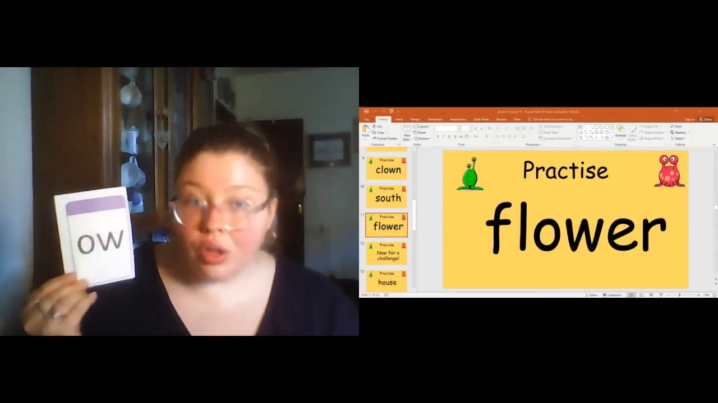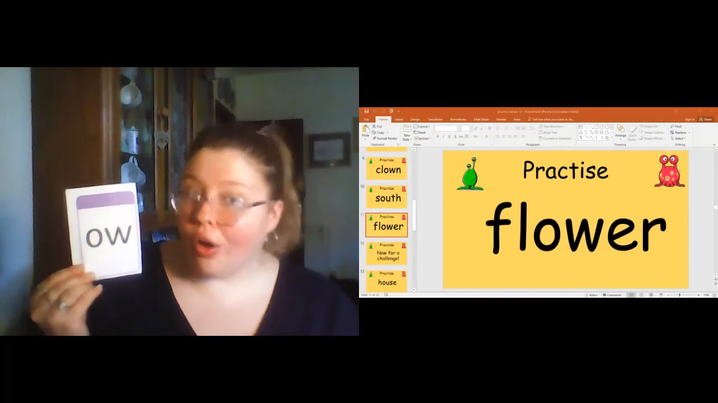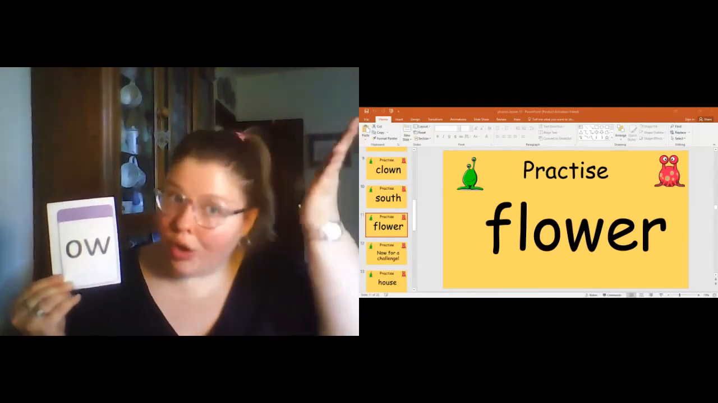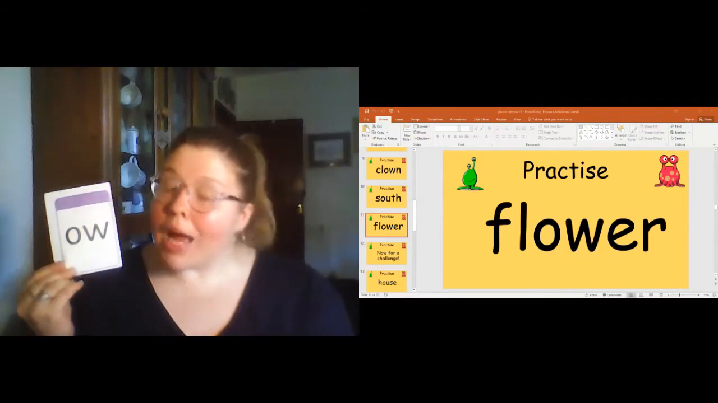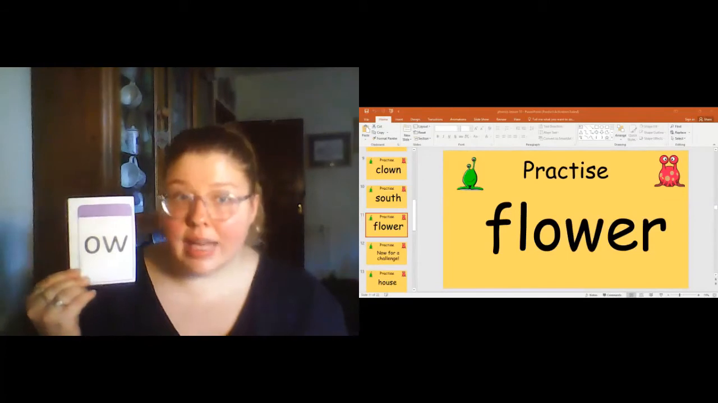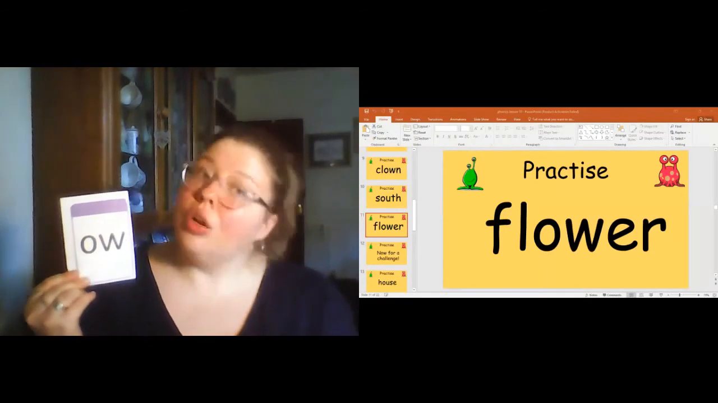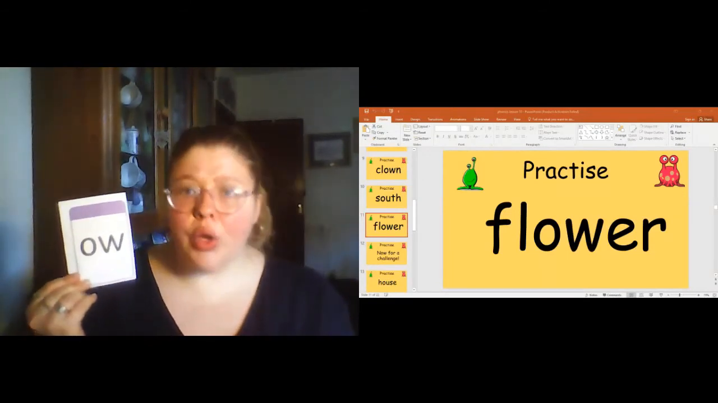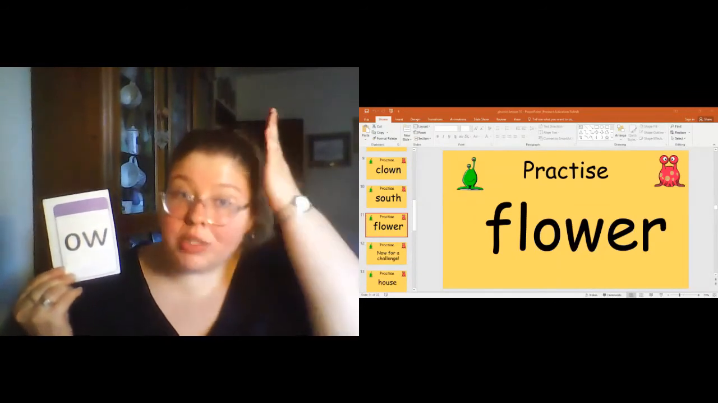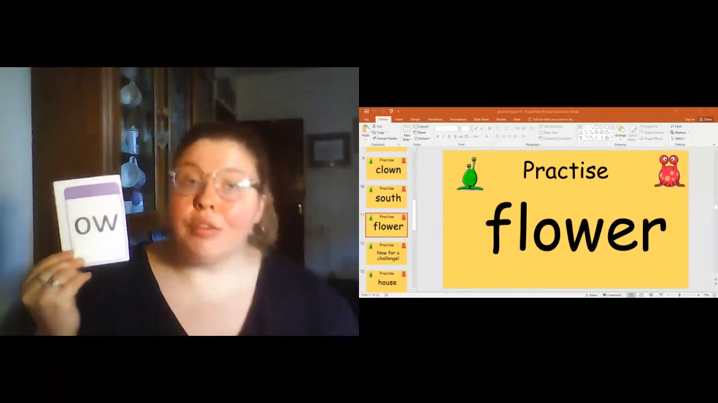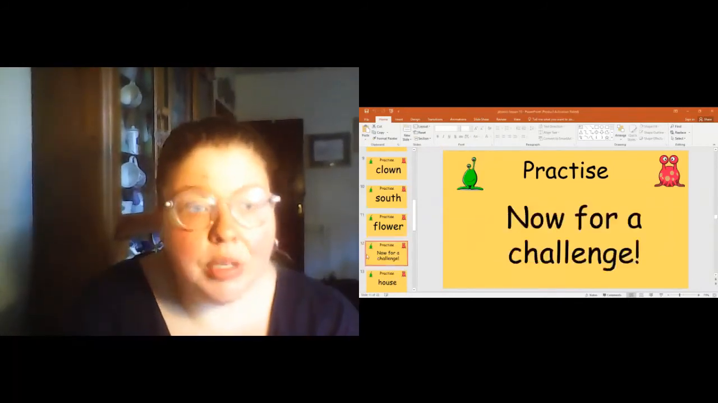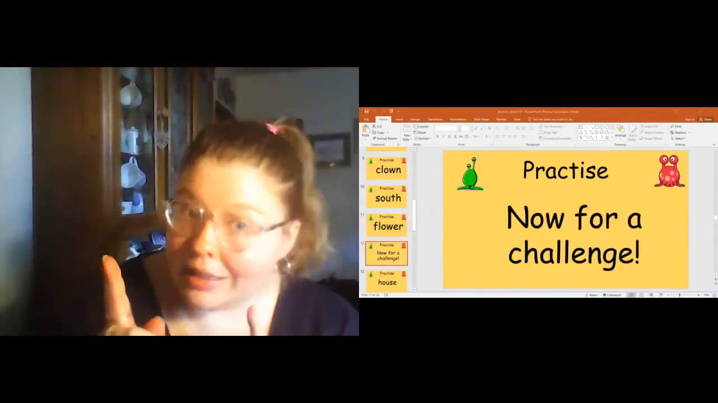F, ul, ow, flower. Now, when I read this word, I tried it with the sound at the end. But I'm going to just make sure that I'm right and say it with the sound, which is its second sound. F, ul, ow, flower. That doesn't sound right, so I know it was the sound at the end in flower. Okay, let's move on to our challenge.